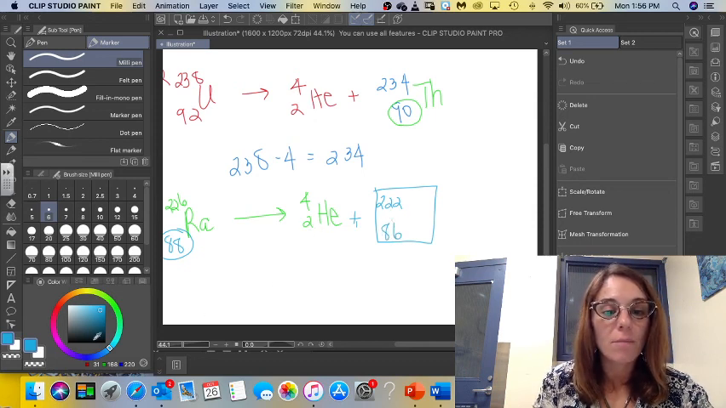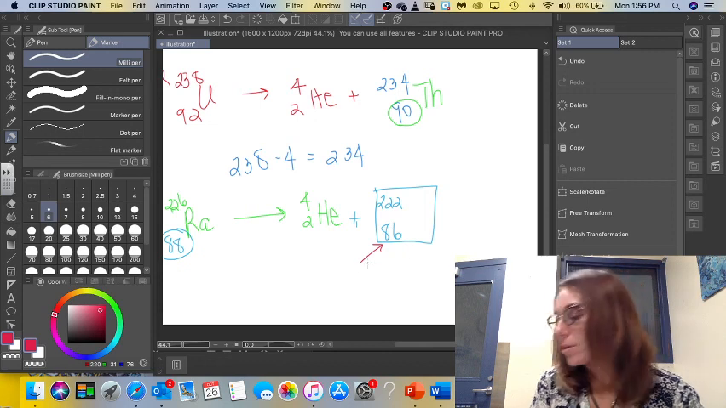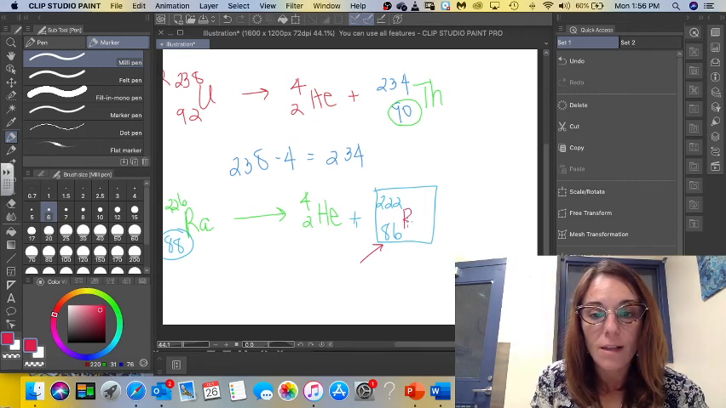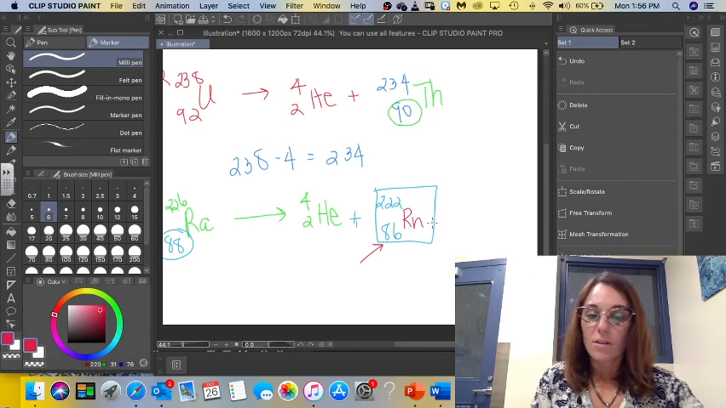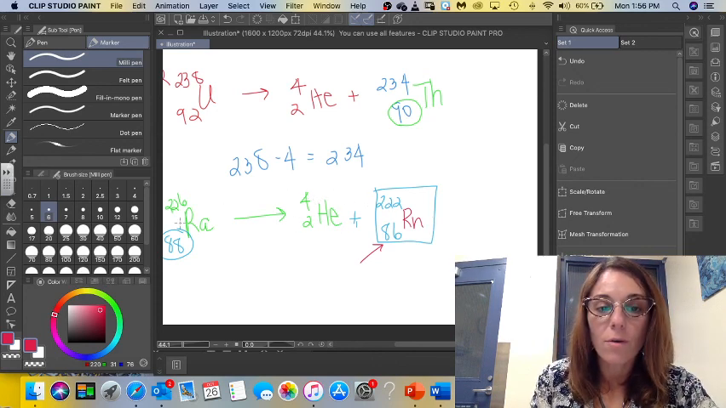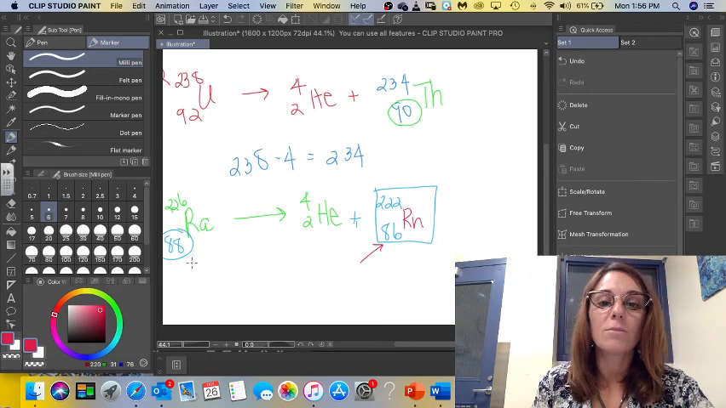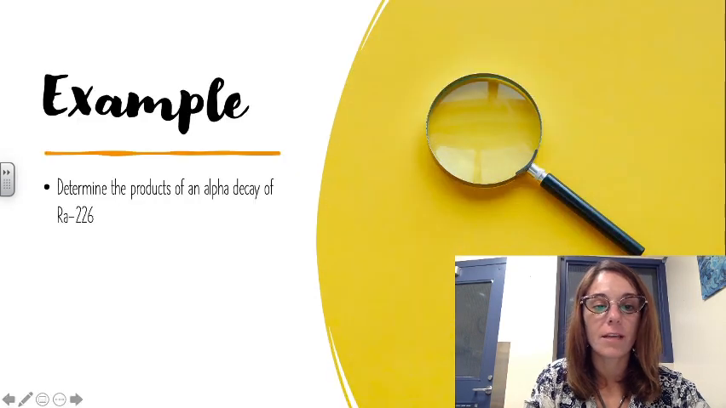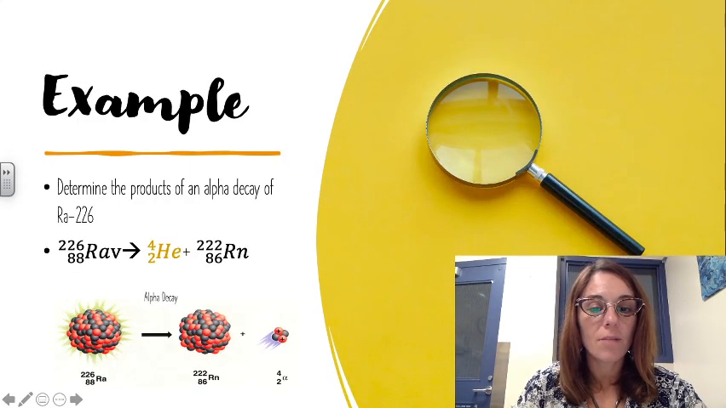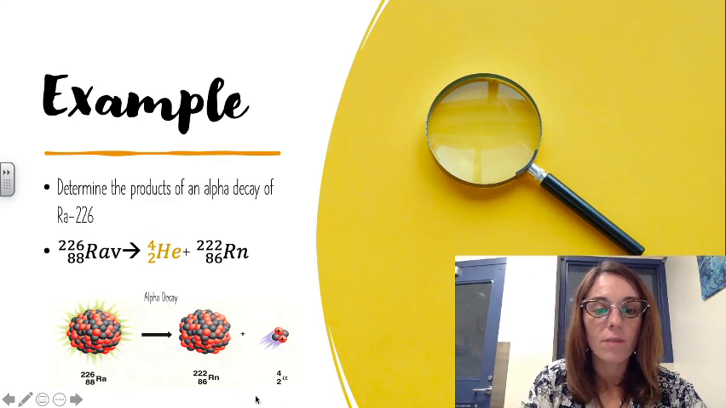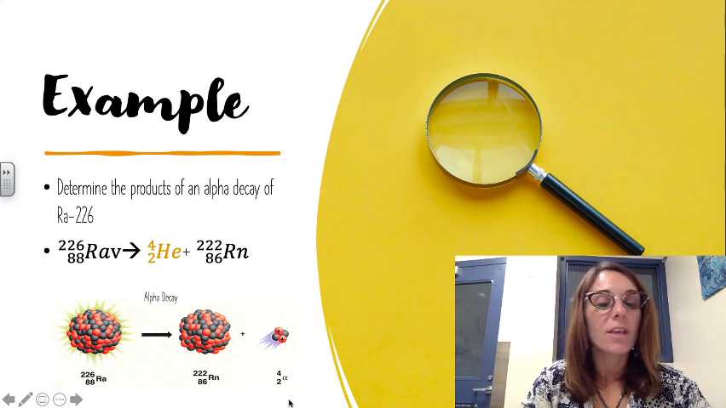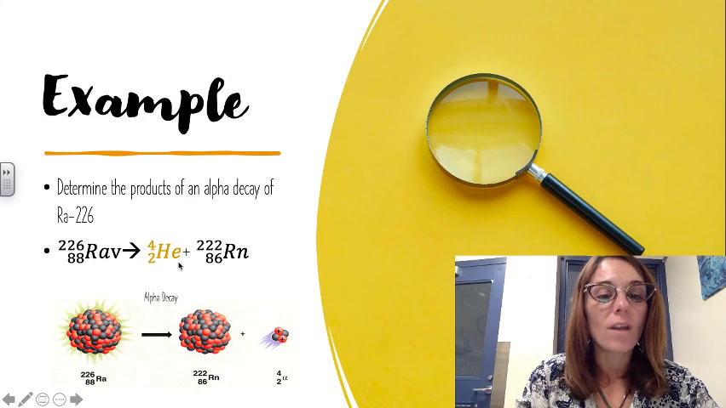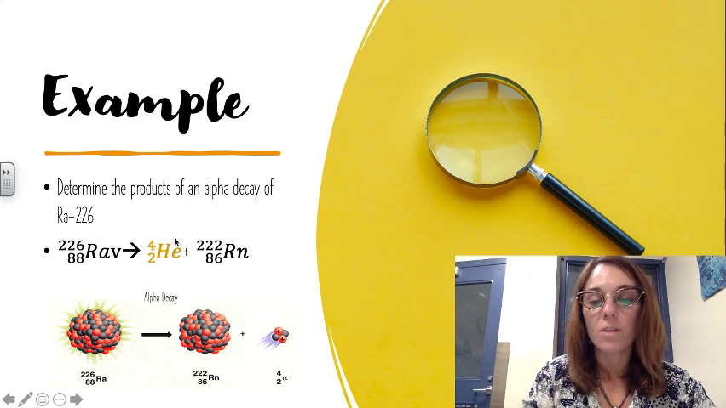I now go to my periodic table. I want to know what element number is 86. And 86 is element radon. Double check your work. 222 and 4 gives me 226. 86 and 2 gives me 88. So these are all alpha decays. Okay, so you can see what's happening right there. You'll notice here there's a different way of writing out the helium atom or the alpha particle. It doesn't really matter. The key thing to keep in mind is that when it's a decay, this alpha particle will always be a product.